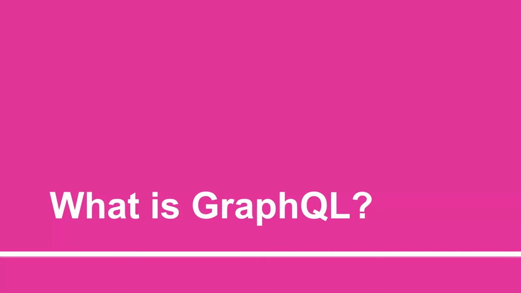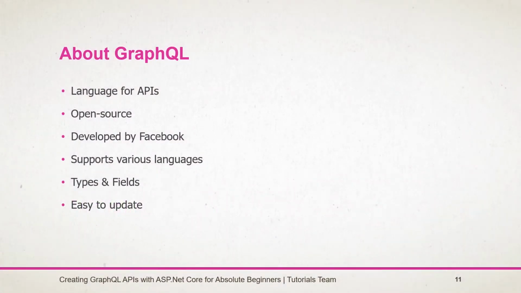In this session, we will learn about what GraphQL is and why it has become popular nowadays. The first question in your mind will be, what is GraphQL? GraphQL is a language for APIs that enables you to query and manipulate your data easily through an intuitive and flexible syntax. GraphQL is an open source data query and manipulation language for APIs.